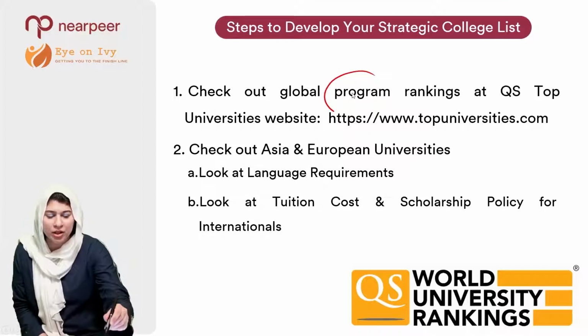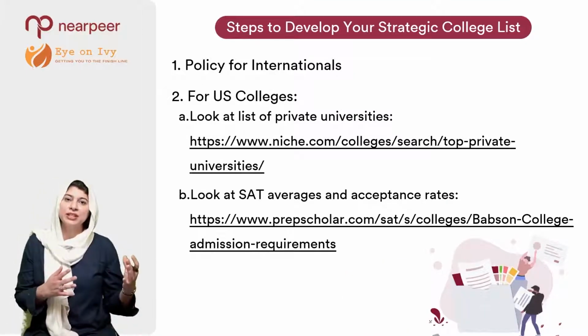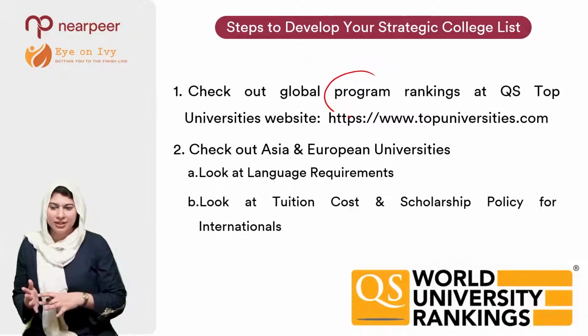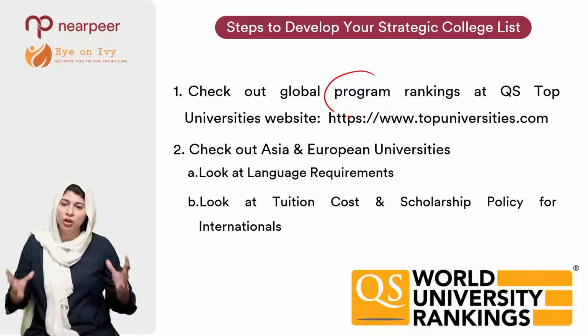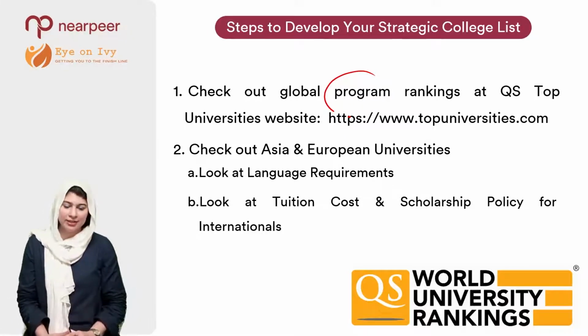As I mentioned, there are other organizations which also rank universities globally, and check out what is the ranking in your program. So if it is arts, you should be looking at that. If it is engineering, you should be looking at that. Don't look at overall rankings, but look at program specific rankings.